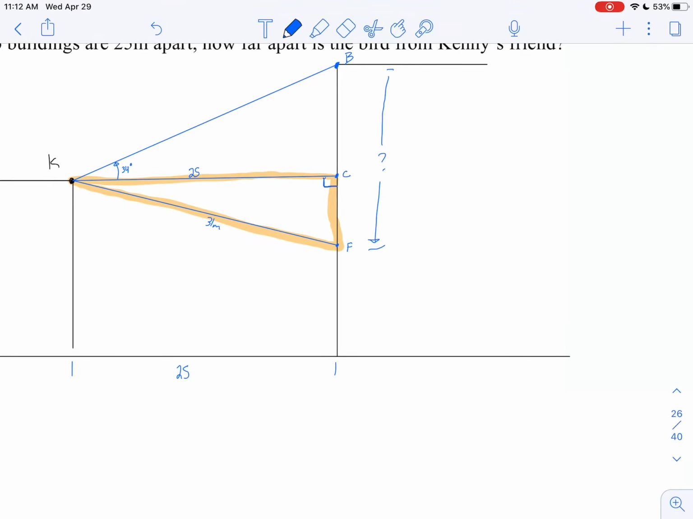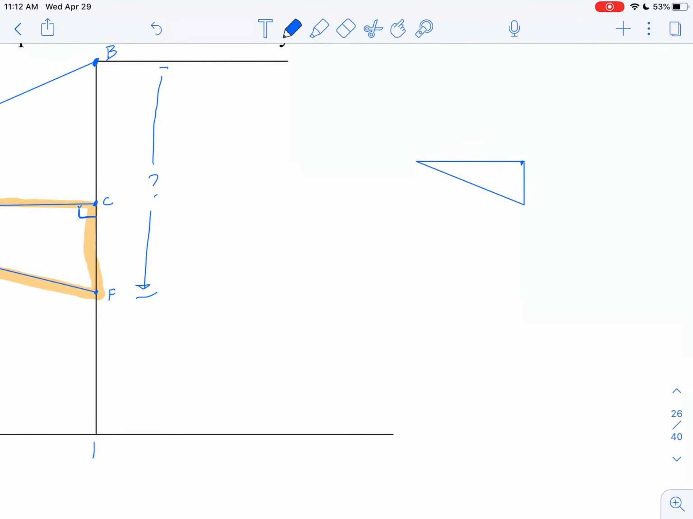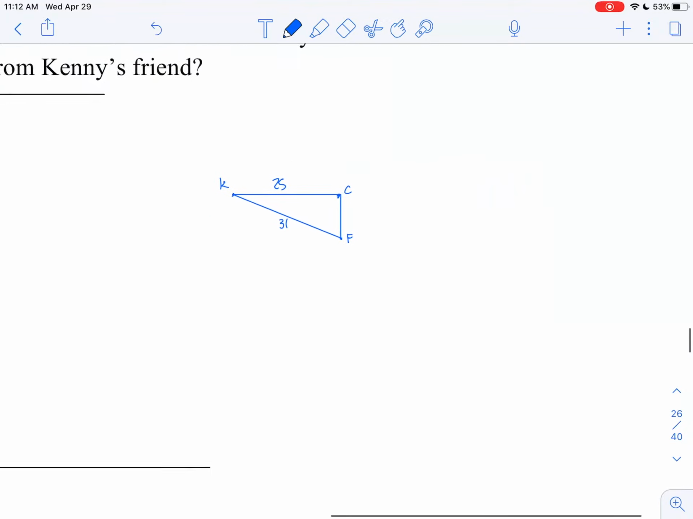The hypotenuse across from the 90-degree angle is 31 meters. So just to simplify it a little, I'm going to draw this triangle on a smaller scale off to the side so you can see exactly what I'm talking about. But if you look at this triangle here, we've got C, F, and K for Kenny. We know that this is 25. It's the distance between the two buildings. That's 31, the distance from Kenny to his friend.